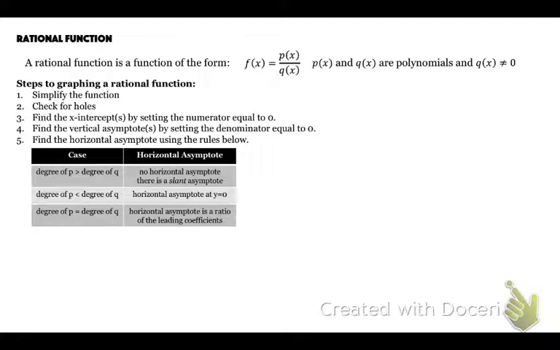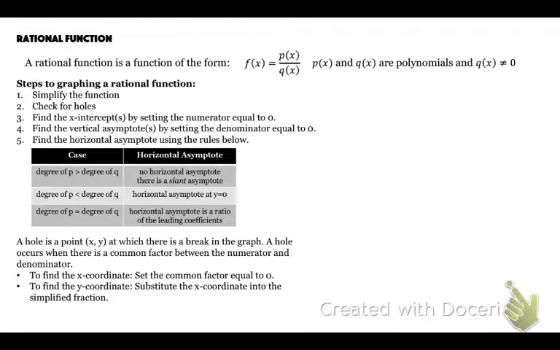Okay, and sometimes people will say do the holes last. I like doing them first. It gets them out of the way. And remember, the hole is a break in the graph. You find the x-coordinate first, substitute it back in to find the y-coordinate.